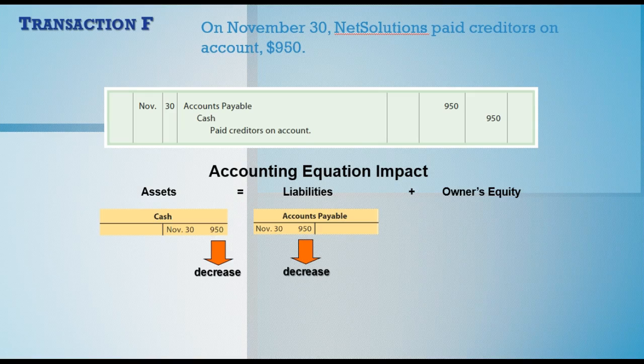And let's look at F. F is looking at, oh, we paid creditors $950 on account. So remember that accounts payable we set up? Well, now we're going to reduce that by debiting it and crediting cash. Now, what does that do to the equation? Can you see this? Accounts payable is decreased and cash is decreased, so everything is still in balance. Do we have one more? I think we have two more.